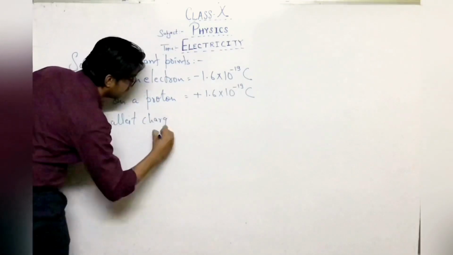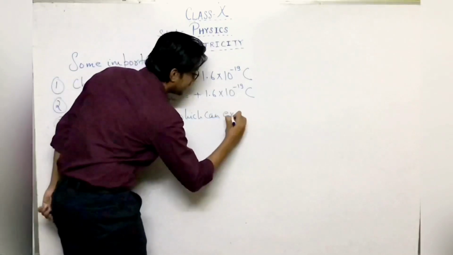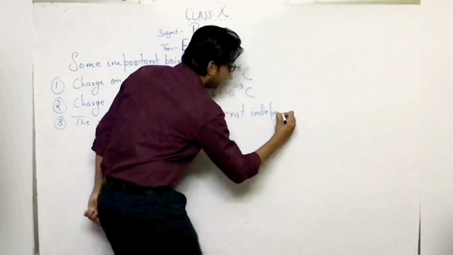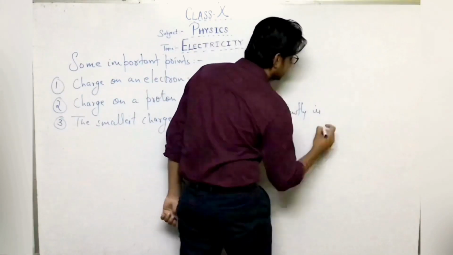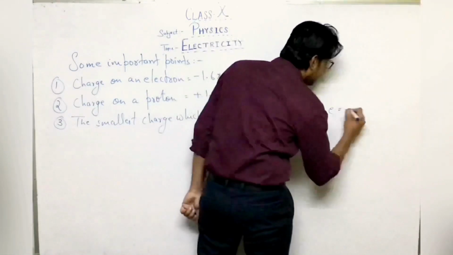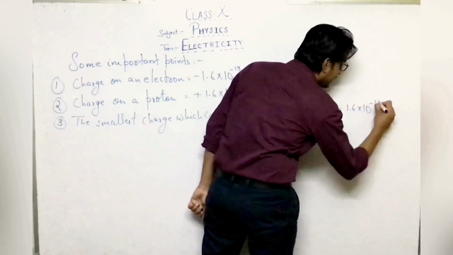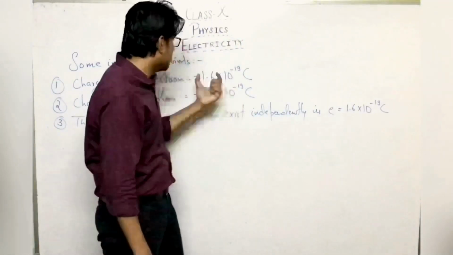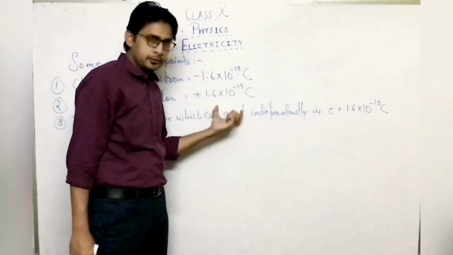the smallest charge which can exist independently is denoted by E, whose value is 1.6 into 10 to the power minus 19 coulomb, which is same as that of the numerical value of electron or a proton. Only numerical value, no sign.